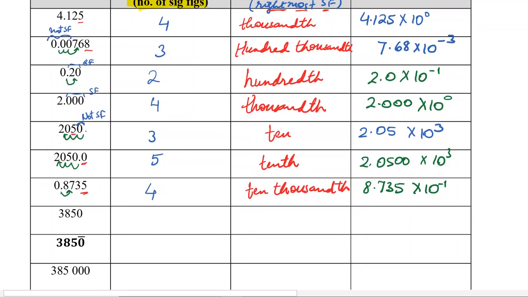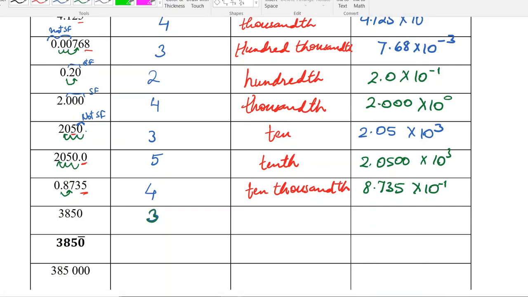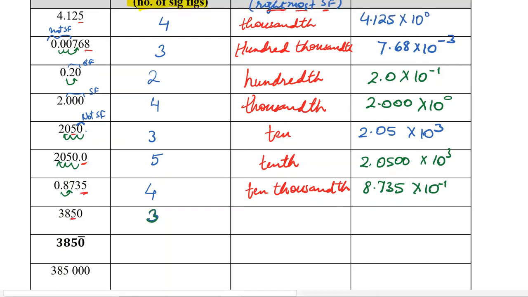Next we have 3850. Again, the last zero is not significant. The number of sig figs is only 3, and the precision is the tens place.